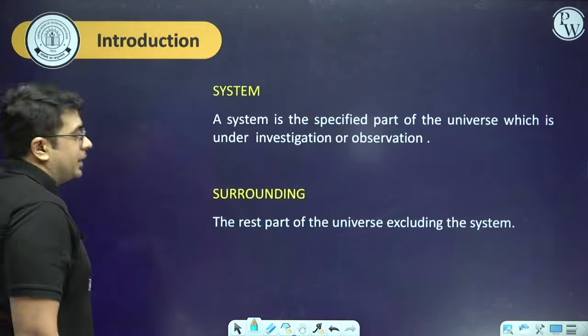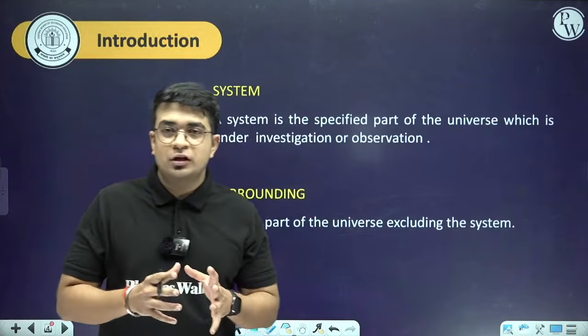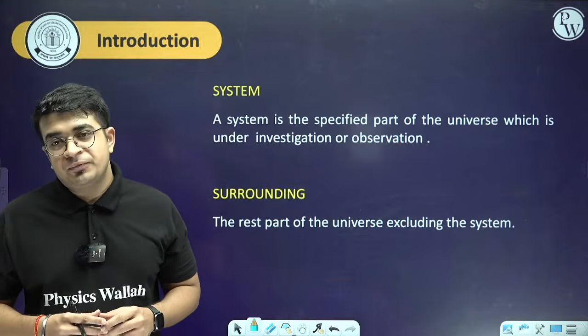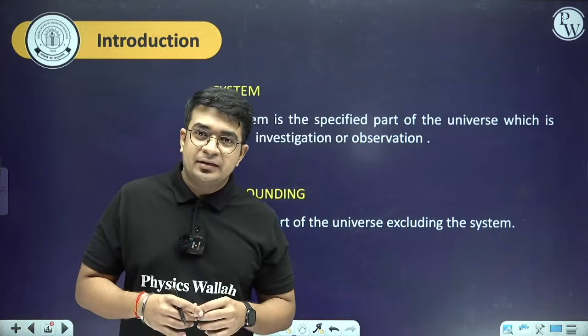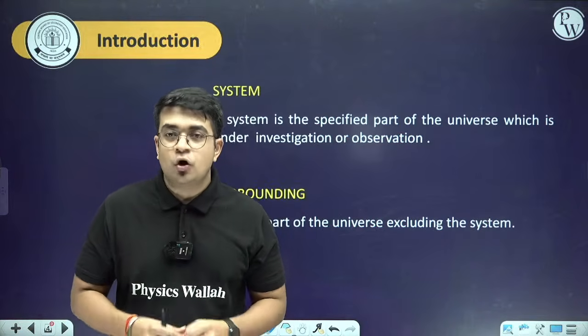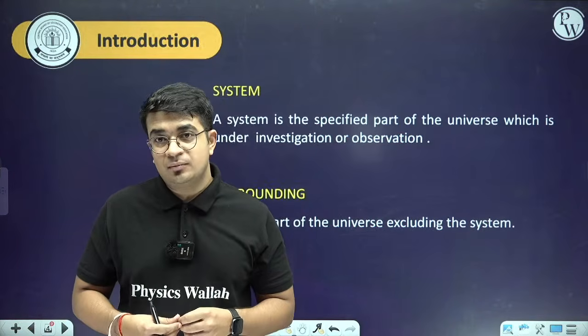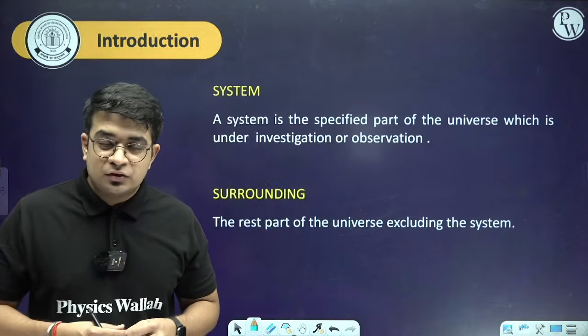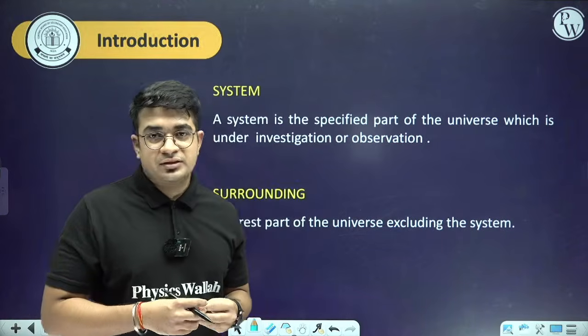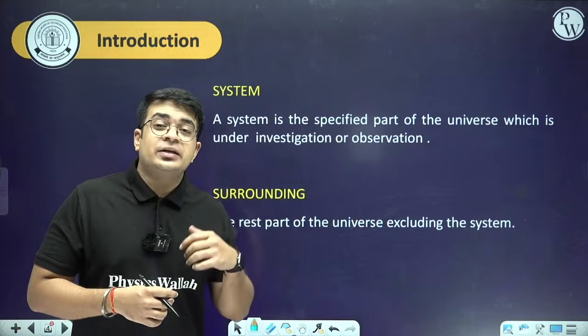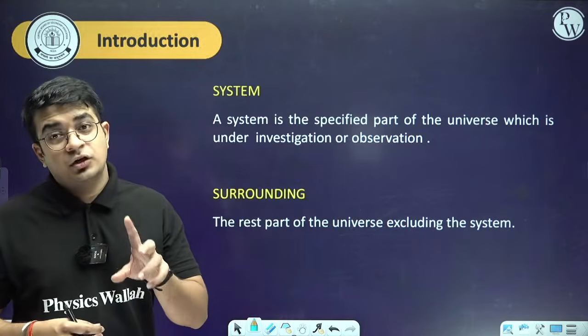So first, you have to understand that whenever we are talking about any thermodynamic change, I need to understand that whatever quantity I want to observe, I need a particular system on which I can see the change. So there are 2-3 terms which you need to understand. First one is the system, next one is the surrounding, and last is your boundary.